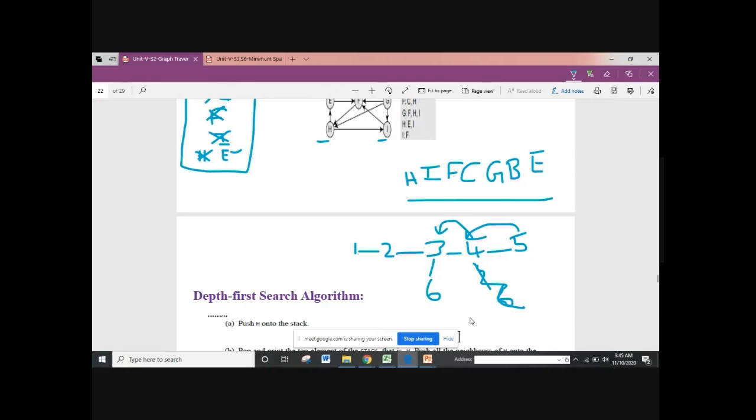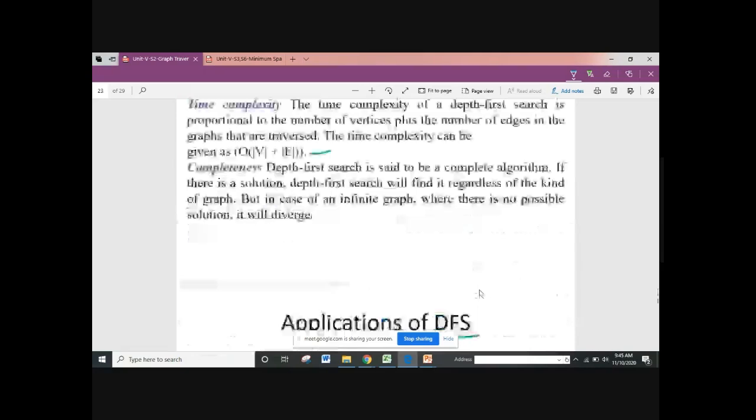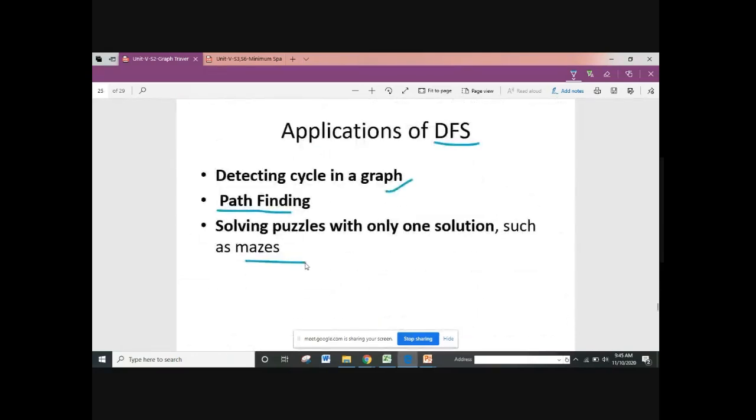Okay, so this is called as many puzzles you would have solved, right? If you couldn't get the answer, you will backtrack and find out. So that puzzle name is maze. So solving puzzles with one solution.